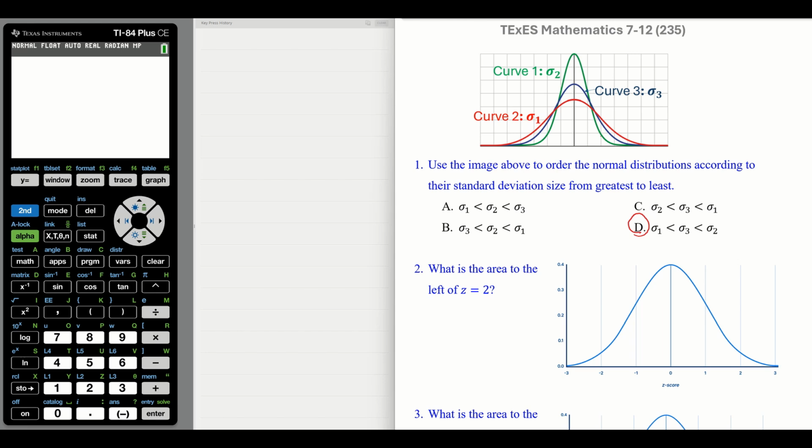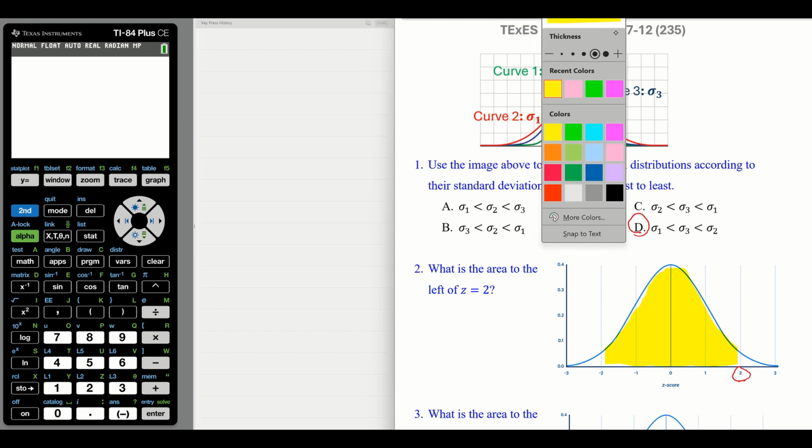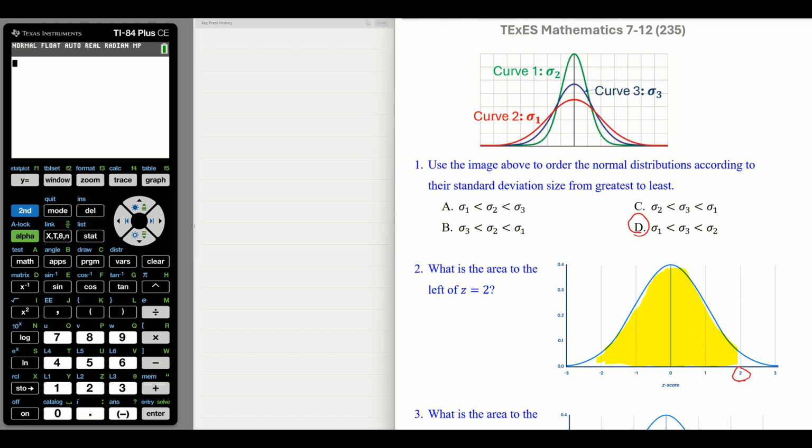What is the area to the left of z equals 2? Well, there's z equals 2. Let's highlight what they mean. Not to the right, to the left. That's important. Looks like we want all of this. Let's see what that looks like on the calculator.